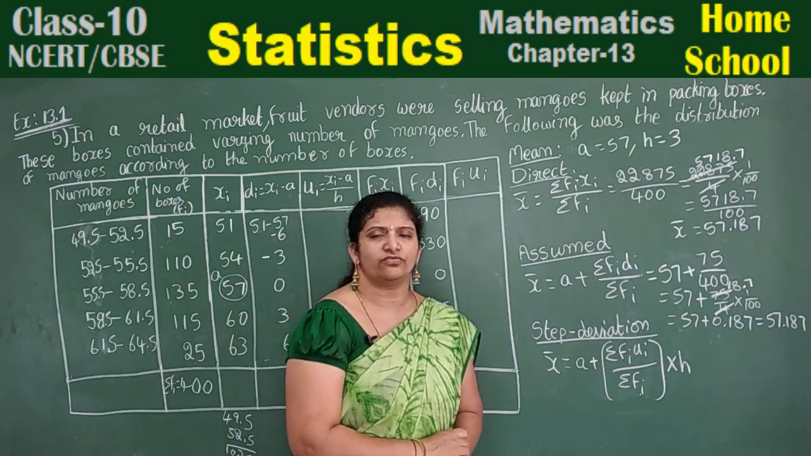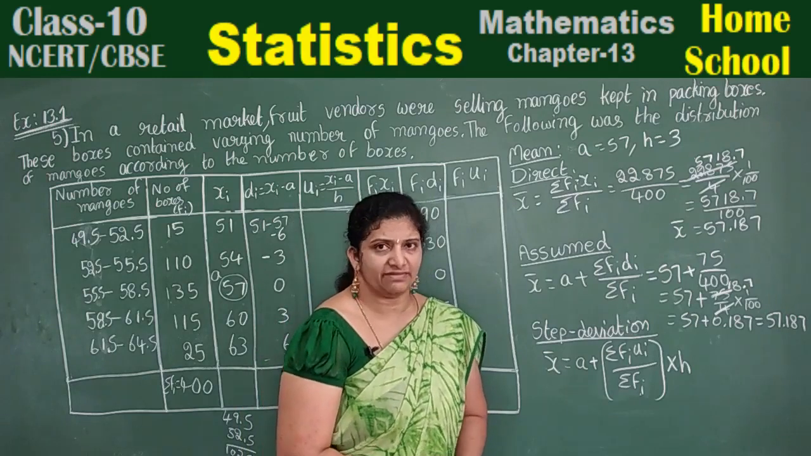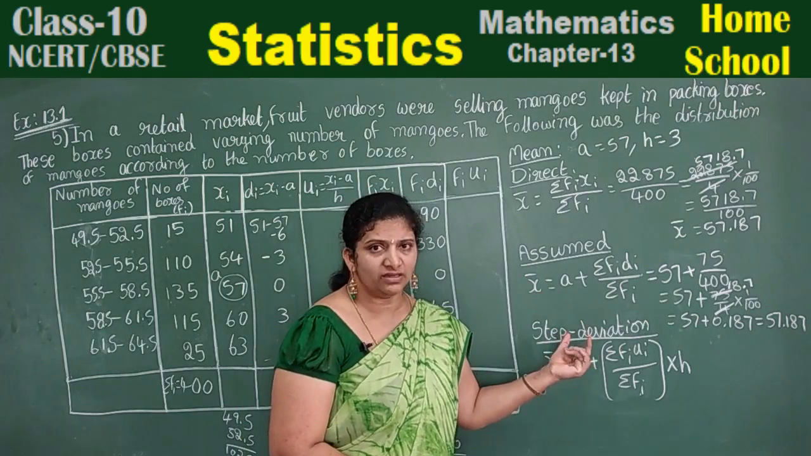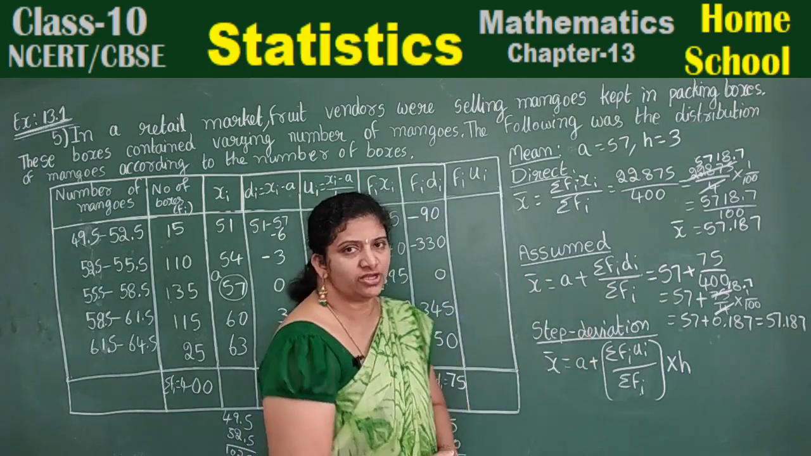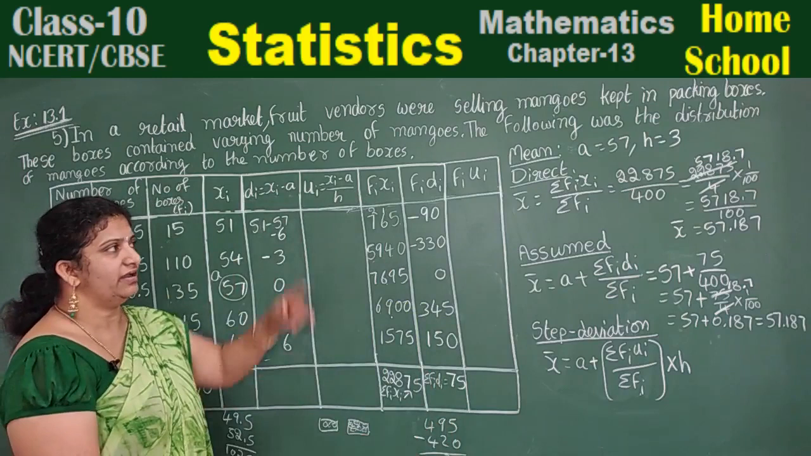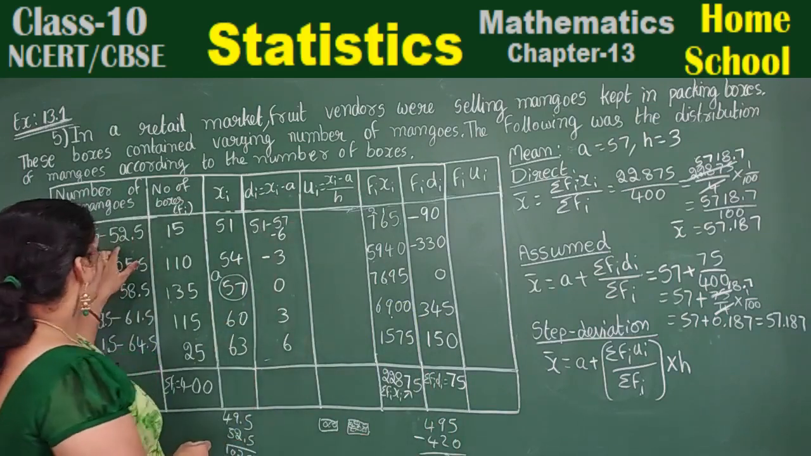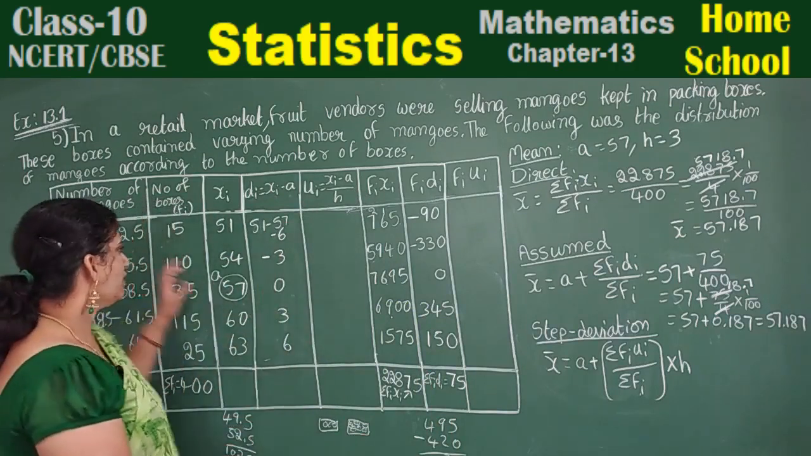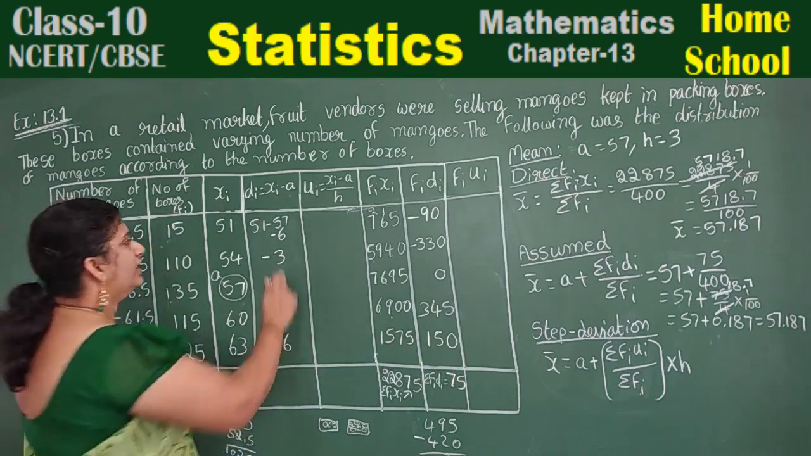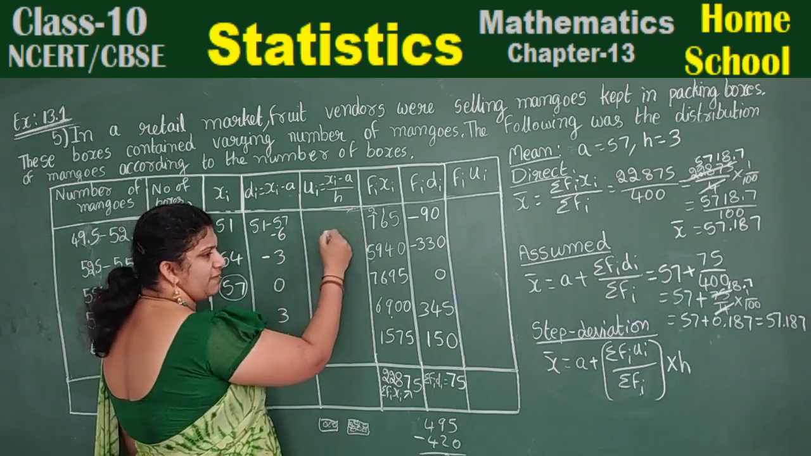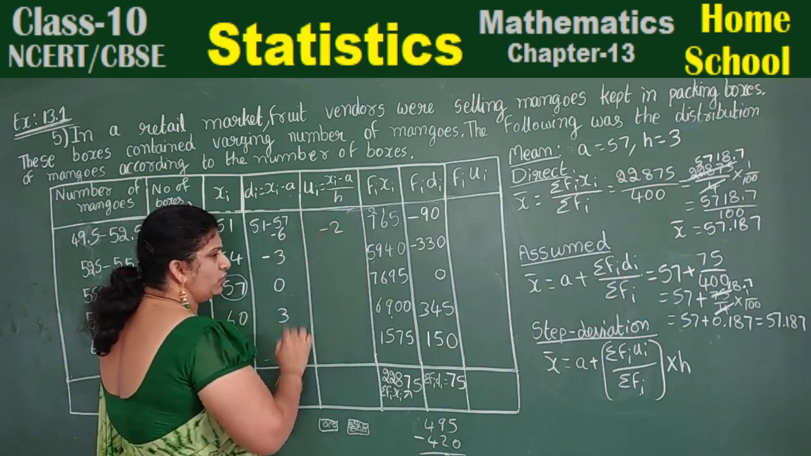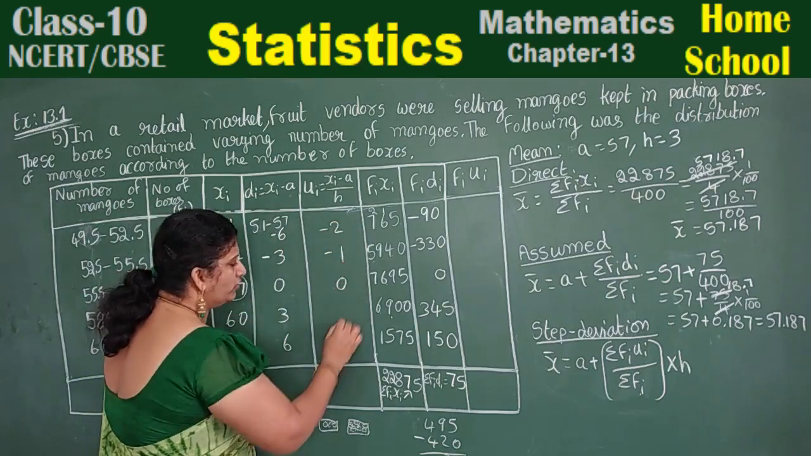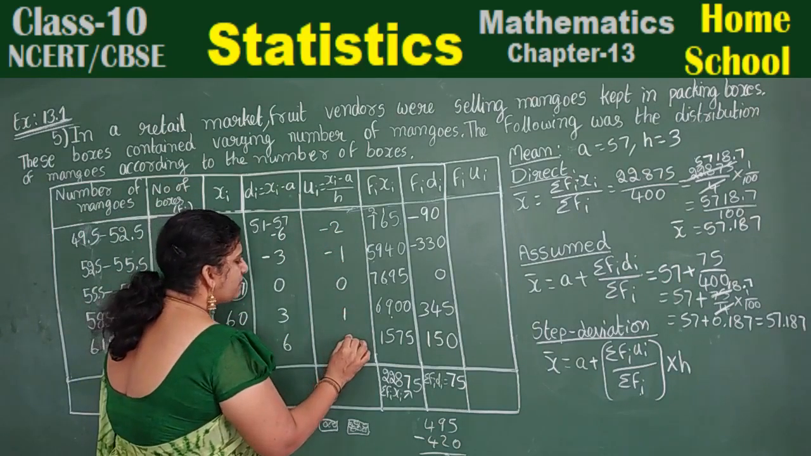X bar is equal to 57.187. In the direct method and assumed method, you are going to get the same answer. Now let's move to the step deviation method. ui is needed. h, the class size, 52.5 minus 49.5 will be 3. Find ui: di by h. Minus 6 by 3 is minus 2, minus 3 by 3 is minus 1, 0 by 3 is 0, 3 by 3 is 1, 6 by 3 is 2.